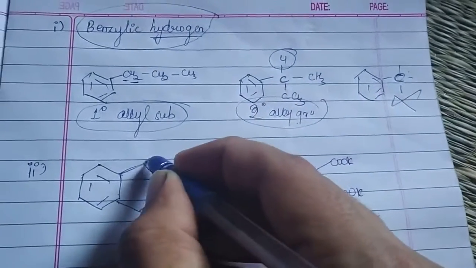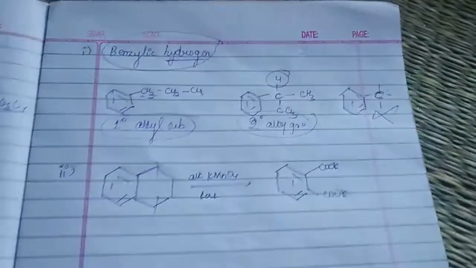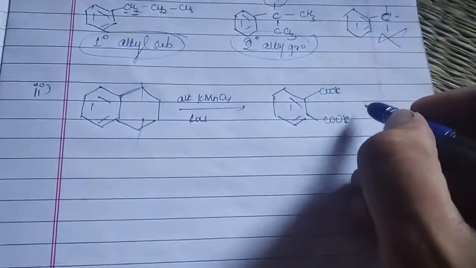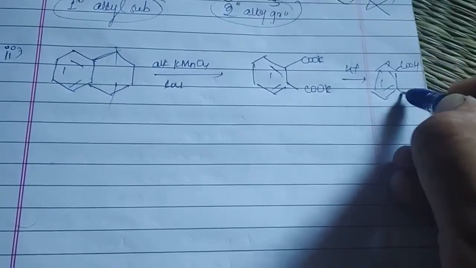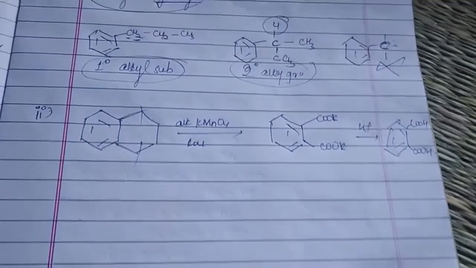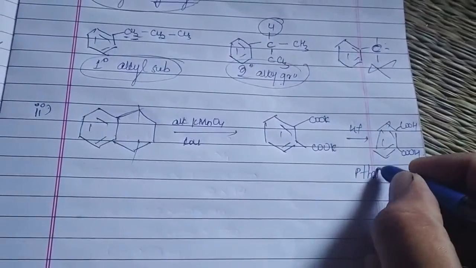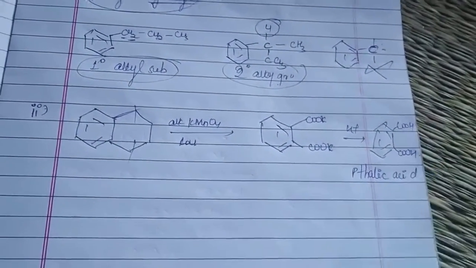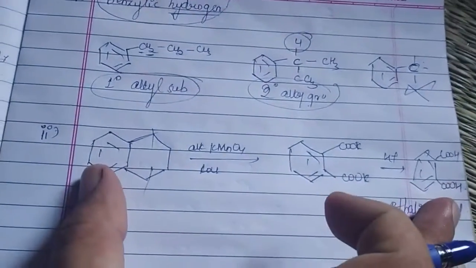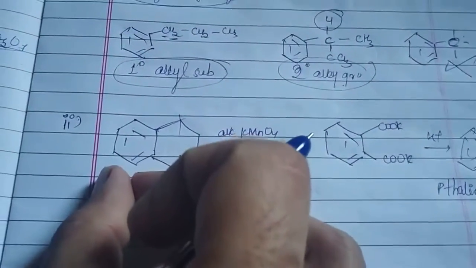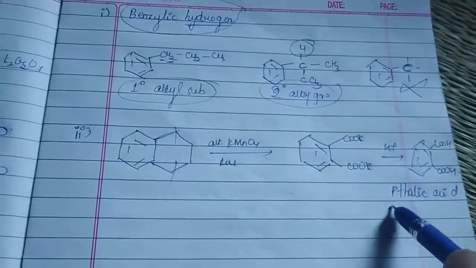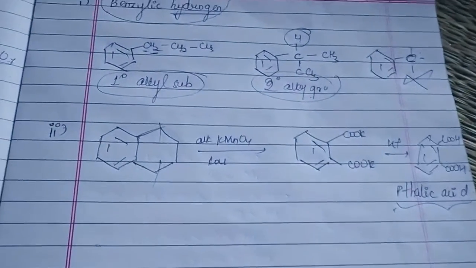The ring breaks here and here, and here we get two COOK groups. Of course, now I do acidification. So what do you get here? A very important product, COOH and COOH, which is called what in common name? Phthalic acid. Phthalic acid. So like this also there is a possibility. So compounds containing a ring structure attached to the benzene can also undergo oxidation. This is one common example I have used. This is one more important thing.